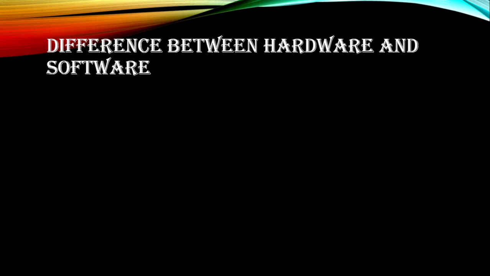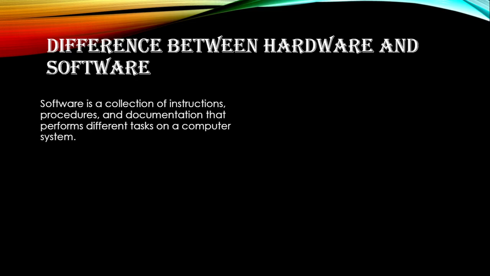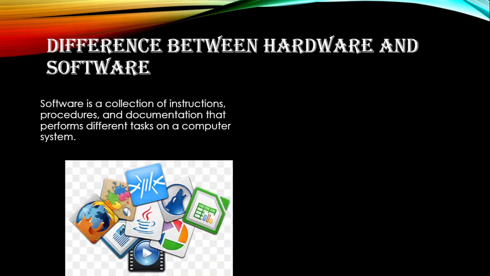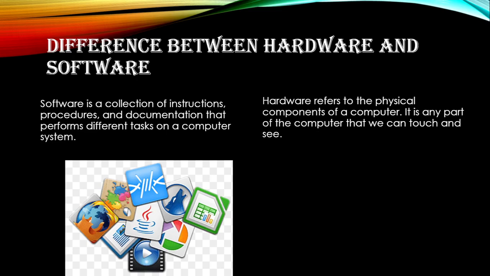So now we are going towards the differences between hardware and software, and we are starting with the definition. Software is a collection of instructions, procedures and documentation that perform different tasks on a computer system. Hardware refers to the physical component of a computer. It is any part of a computer that we can touch and see.